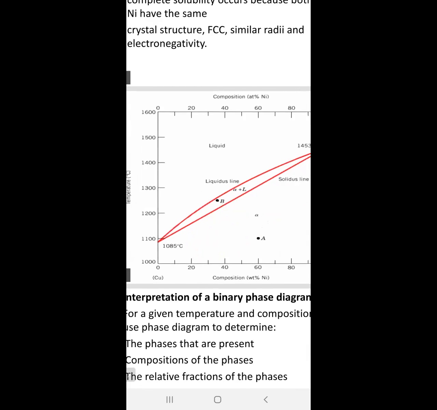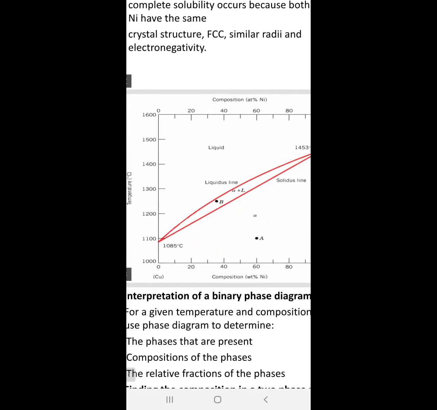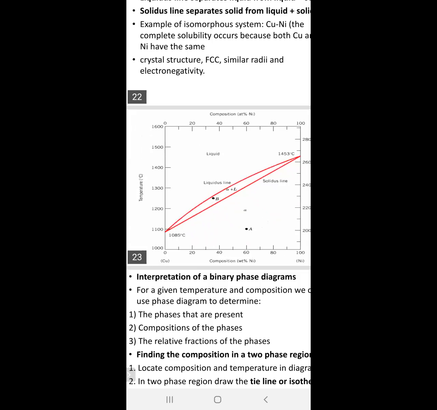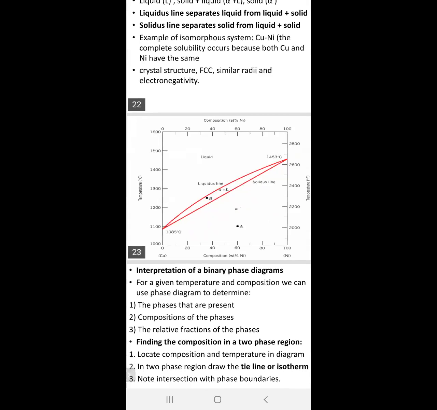Particularly the above region is total liquid, that is the liquidus line. Below it is the solidus line. Between them is liquid plus solid. Below the solidus is the solid, that is the alpha.